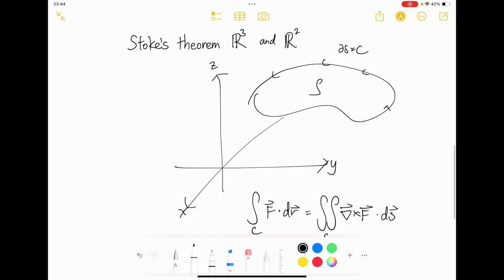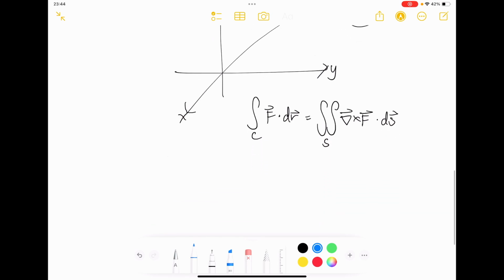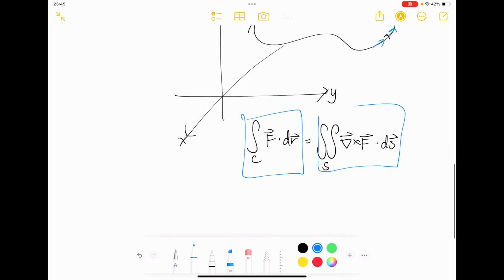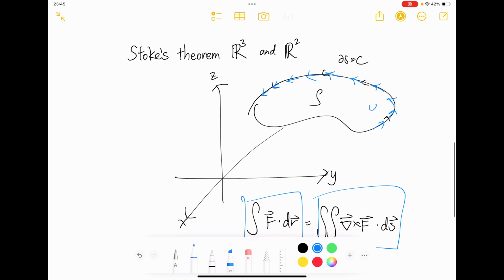So what that kind of means, and the intuition for this, is that the left side talks about if you add all these tangent vectors around the boundary, well, if you add the magnitudes, I guess, of these vectors, and the right side is talking about how you add the tiny curls within the surface.